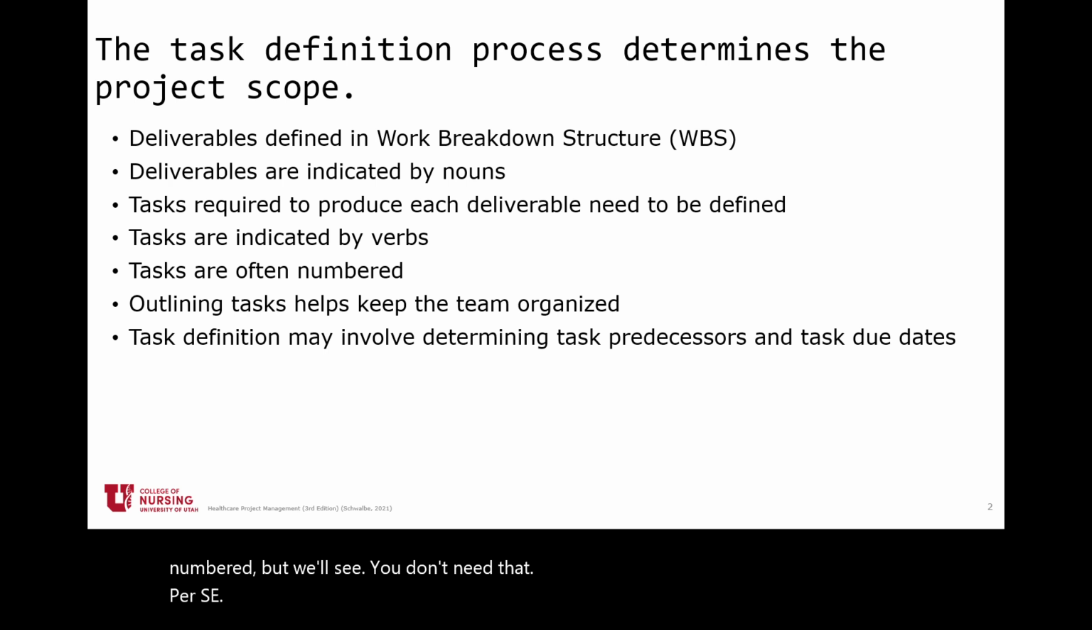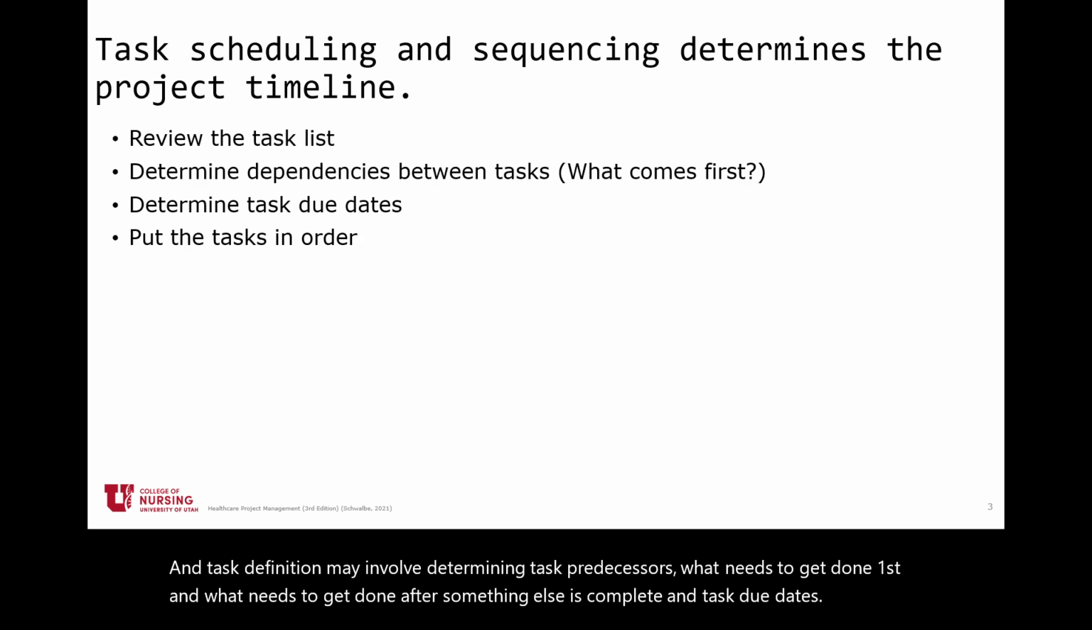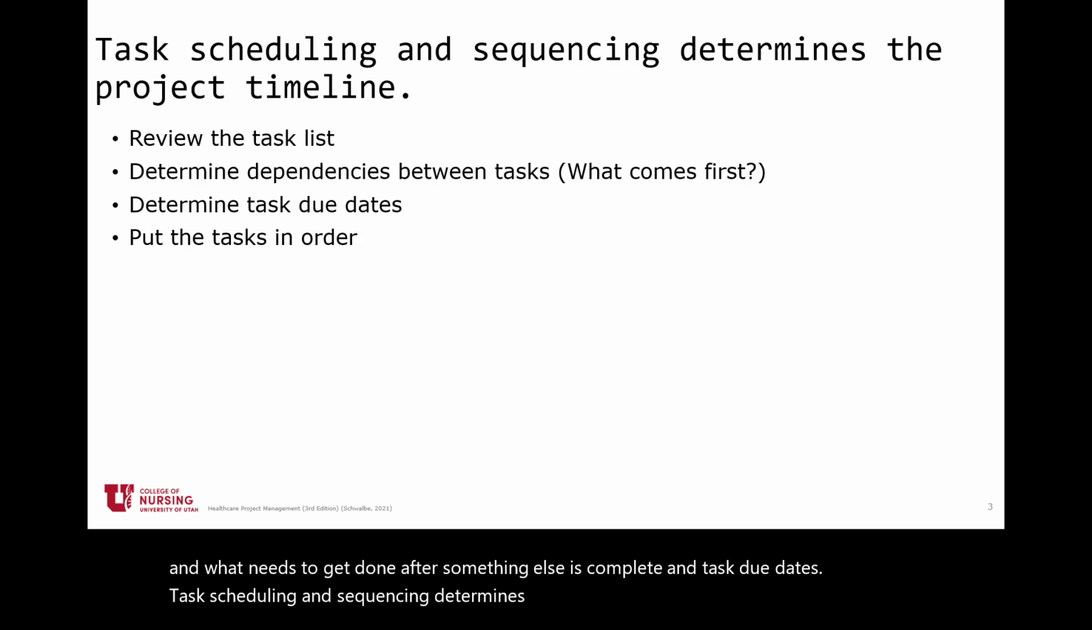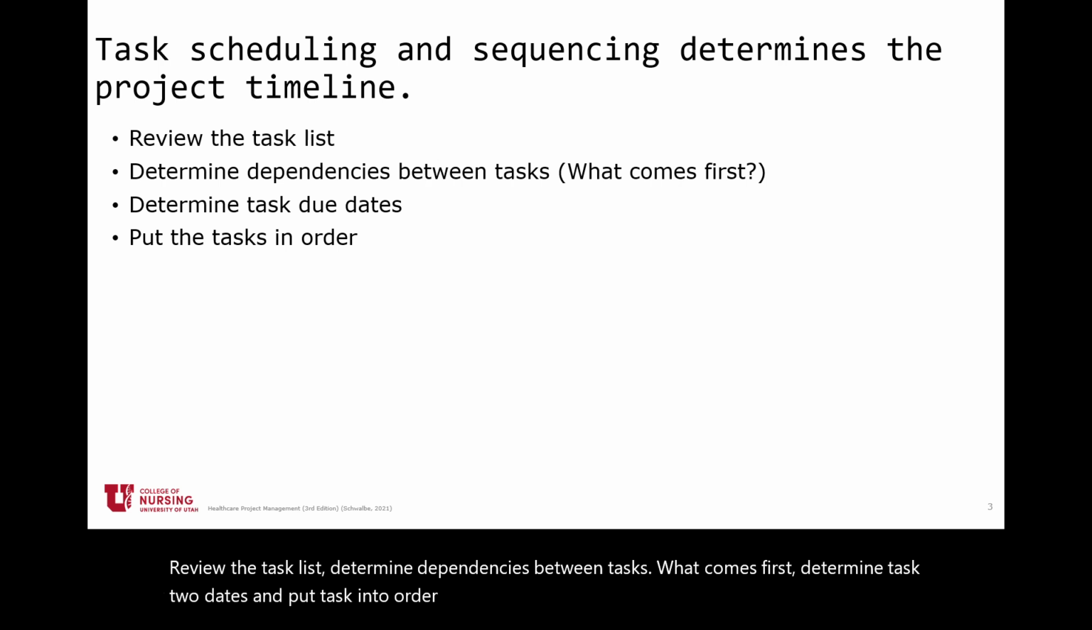Outlining tasks helps keep the team organized, and task definition may involve determining task predecessors, what needs to get done first and what needs to get done after something else is complete, and task due dates. Task scheduling and sequencing determines the project timeline. Review the task list, determine dependencies between tasks, what comes first, determine task due dates, and put tasks in order. Putting those tasks in order is called task sequencing.